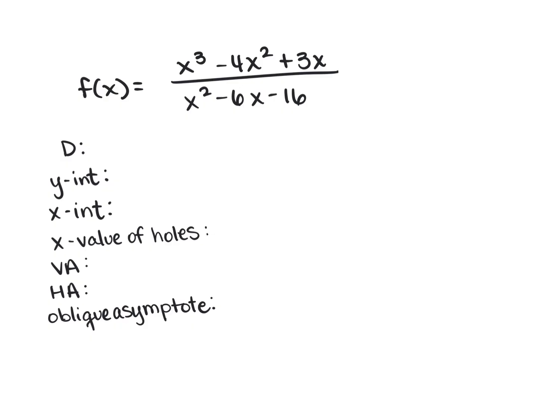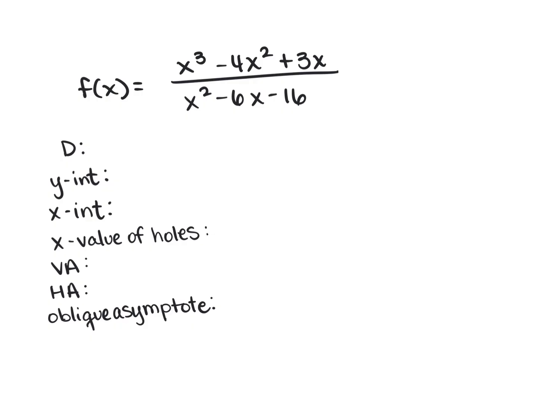So you have a couple of questions that have just a list that's vertical down through here. It wants to know what the domain is. It wants to know your x and y intercepts. It wants to know only the x value of any holes that you might have. You are asked to find the vertical asymptote, horizontal asymptote, and then oblique asymptote. That doesn't mean that you have all of these things. So if one of these does not exist, then you put DNE in for that.